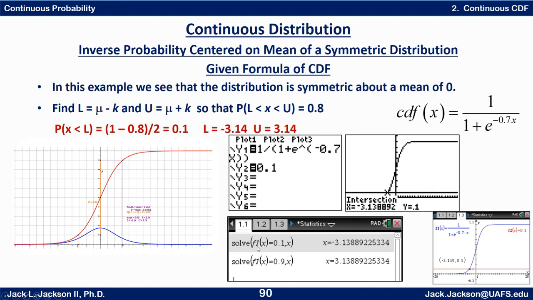We could solve the CDF, F1 of X. I put that in as F1 first before I did this. Here you can see it on the graph, and I did it that way on the graph, calculated the same way to get the same value with the calc intersection. Or I can do it from the home screen by solving the CDF of X, which is F1 of X, equals 0.1 for X. That gives us the lower. And then I did F1 of X equals 0.9, solved that for X, and that gives us the upper. And of course, because of the symmetry about 0, these are just opposites of each other.